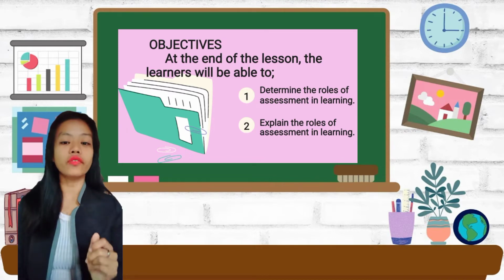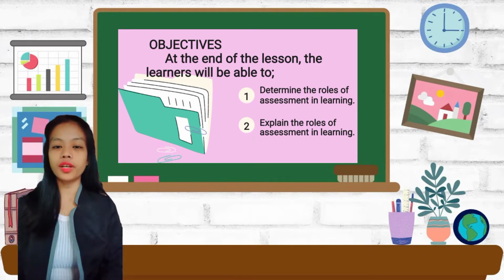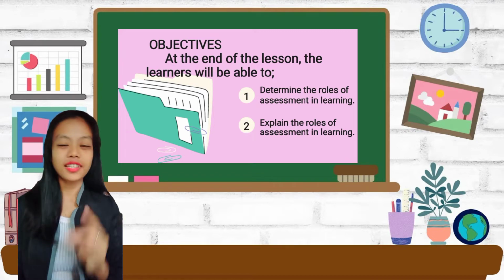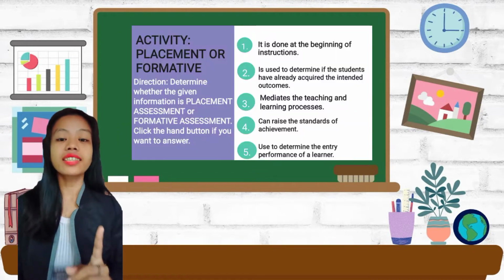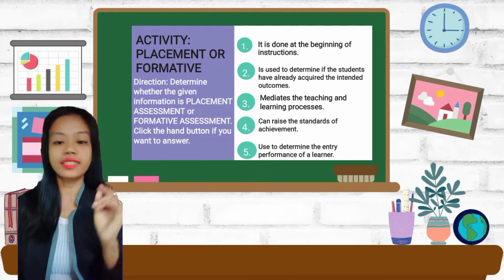So in order to achieve our objectives, let us have first an activity. Do you want some activity, class? Yes, ma'am. Okay, so now let us have an activity. This activity is called Guess Me.